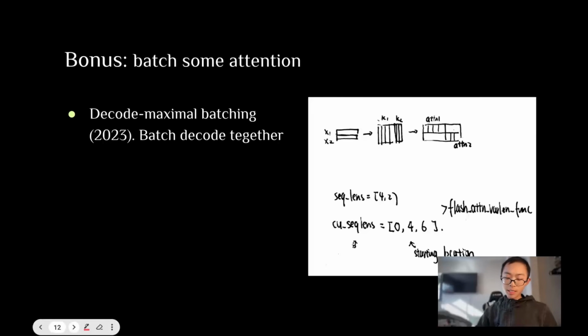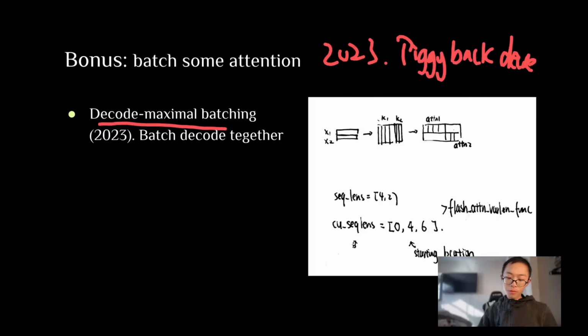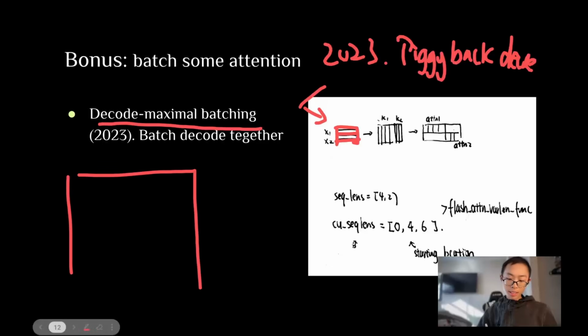So 1 year later, in 2023, this paper called Piggyback Decoding, or decode maximal batching, comes in. It basically says, although prefill and decode are different, decodes are not that different. So we can group multiple decodes into 1 and compute the attention of multiple decodes with 1 attention calculation.